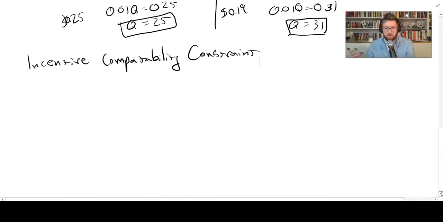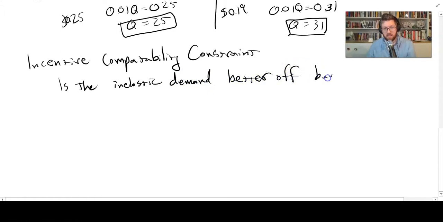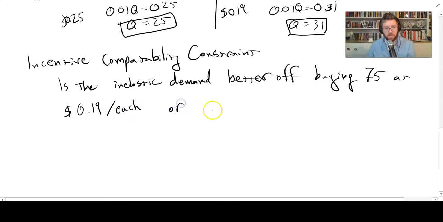So it's better for the firm, but as I said, the key with self-selection is that they need to offer a set of choices that are also better for the consumer. And so we have to ask the question, is the inelastic demand customer better off buying 75 at 19 cents a piece, or is he better off buying 25 at 25 cents each?